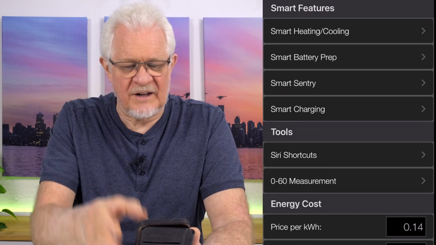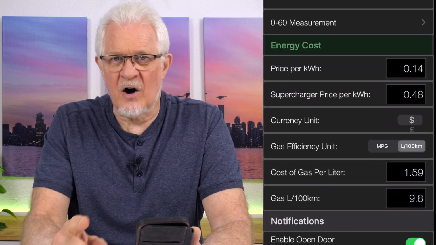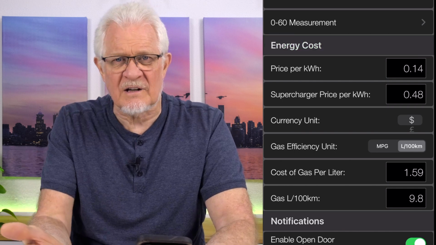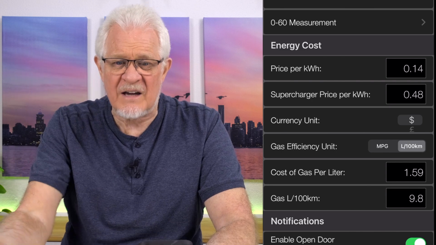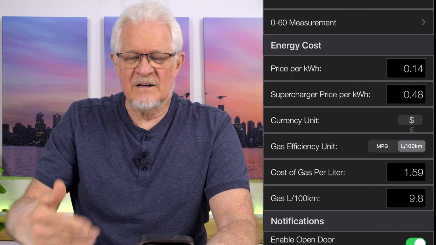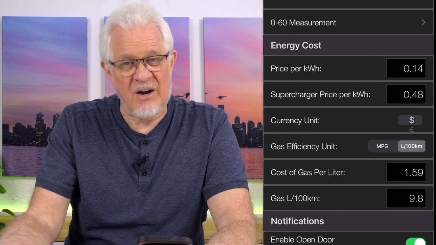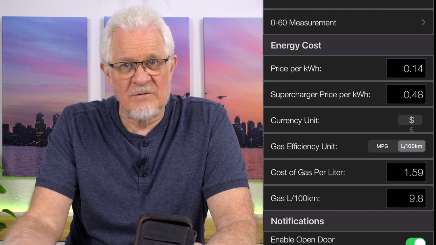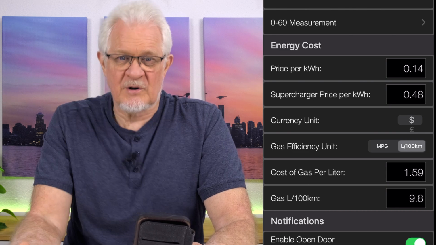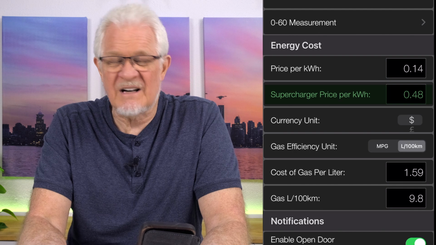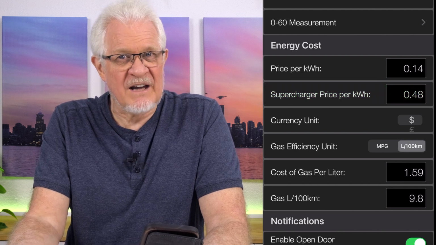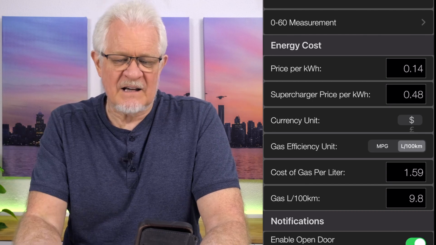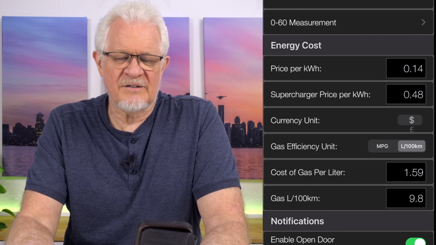Here's a really important section. It's called energy cost. This is what allows the app to make all of these calculations to determine how much money you've been saving, what is your liters per 100K equivalent, price in kilowatts. Well, at home, when I'm charging, it's 14 cents per kilowatt hour. Supercharger price, well, in BC, something like 48. If we take tier 1, tier 2, average them out, it comes to maybe 48 cents.